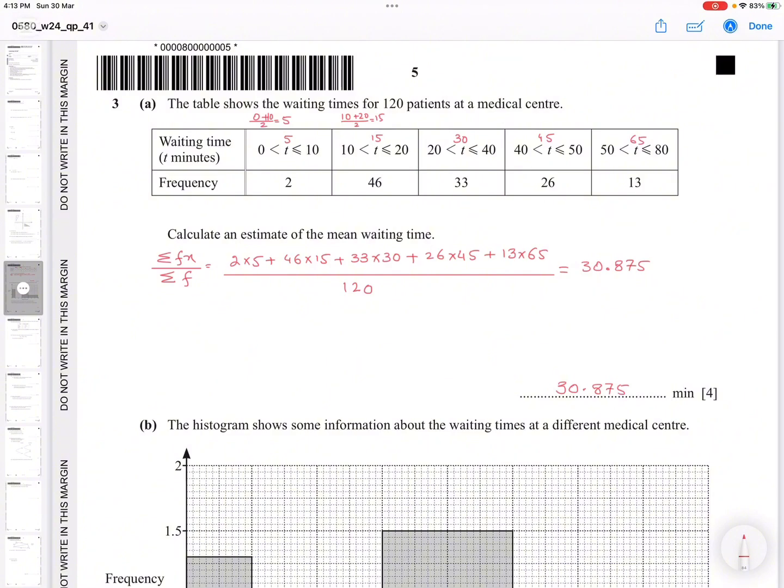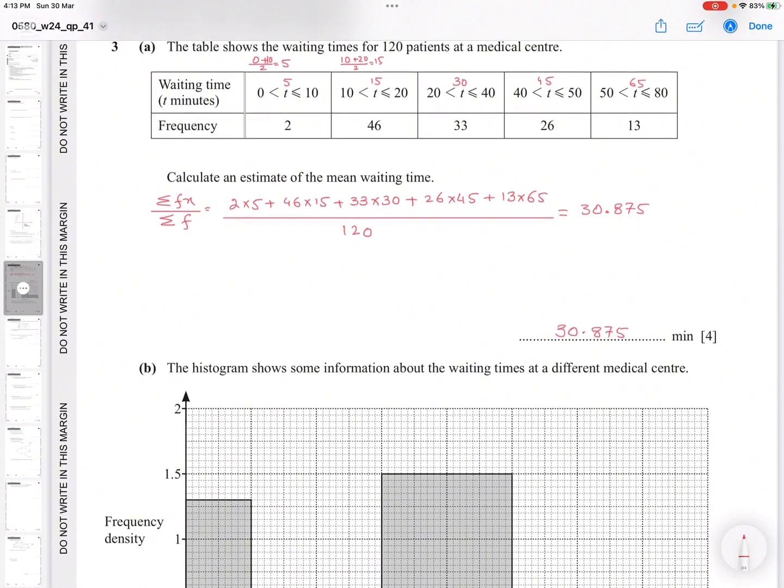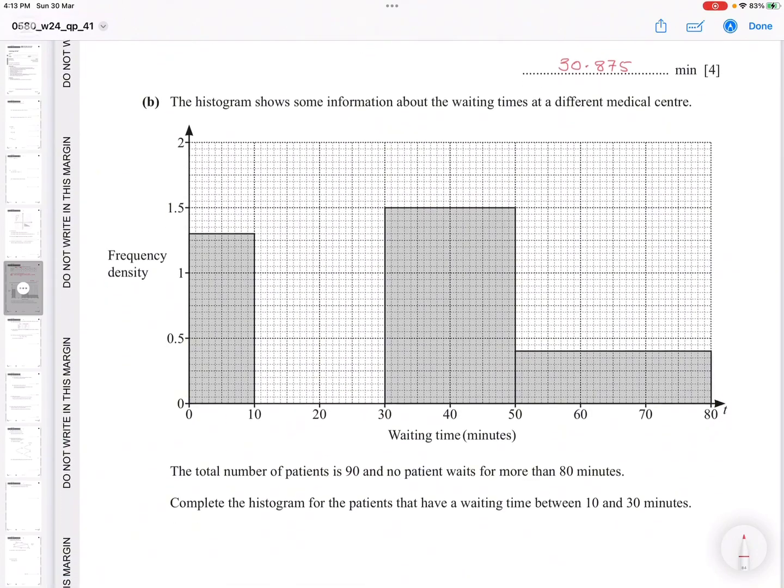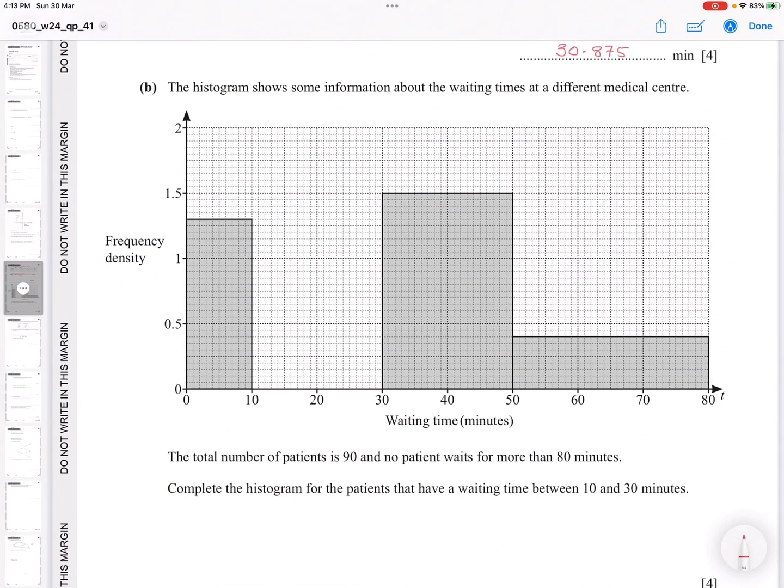Our next part is part B. The histogram shows some information about the waiting time at a different medical center. Frequency density is given in the shade. The total number of patients is 90 and no patient waits for more than 80 minutes. Complete the histogram for the patients that have a waiting time between 10 and 30 minutes.